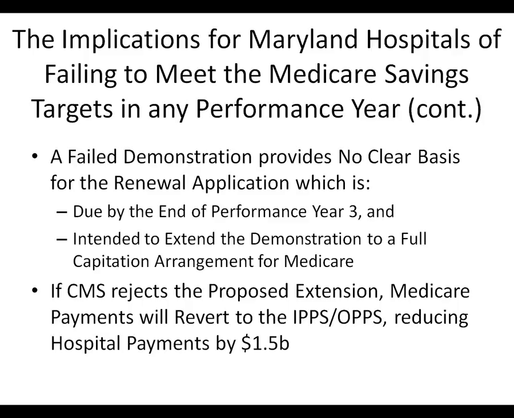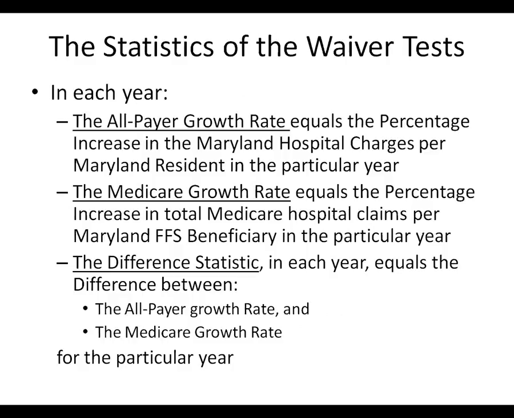In fact, if we made use of this differential early on, it's certain that the increased differential would be in effect in the third year, and in my view, that would undermine CMS's confidence that the demonstration should be continued past the fifth year. The implications of that for the hospitals and for the state is a reduction in Medicare payments of approximately $1.5 billion. So we go to slide 6.